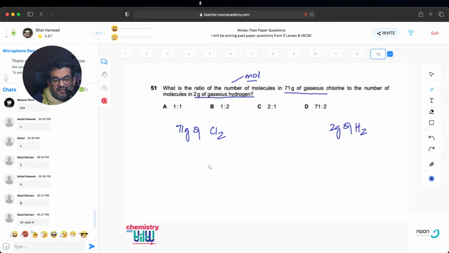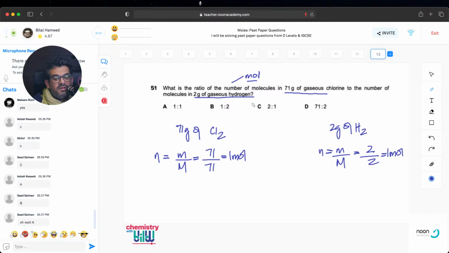So you first find the moles of each. Mass over molar mass. And molar mass of chlorine is 71. So this is 1 mole of chlorine molecules. And hydrogen is also H2, diatomic. So it's 2 over 2. It's also 1 mole. So both of these are actually 1 mole. So what's the ratio? 1:1. You follow?